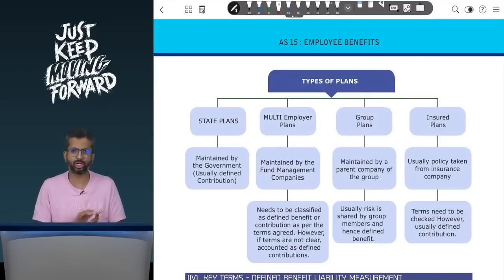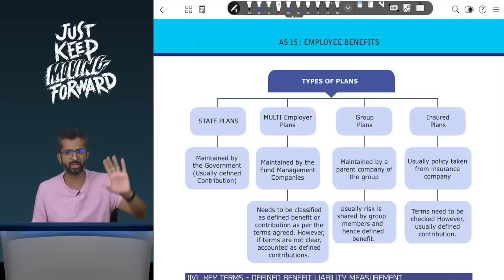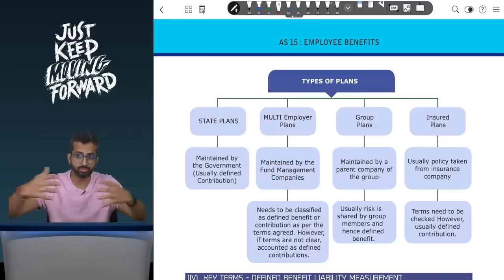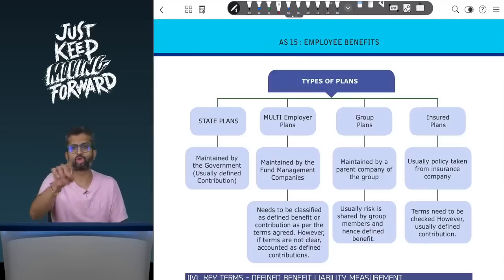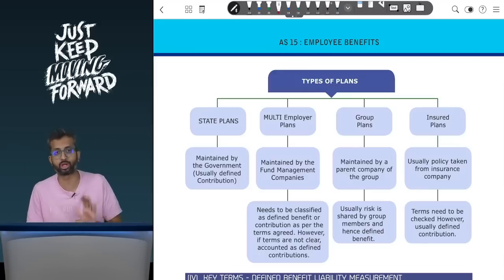There is some theory on the types of plans, like state plans are by the government and hence they are usually defined contribution. Multi-employer plans are like mutual funds where various employers pool their money. Whether their contribution or benefit depends on the features of the plan. If nothing is available, you can solve considering a defined contribution plan.